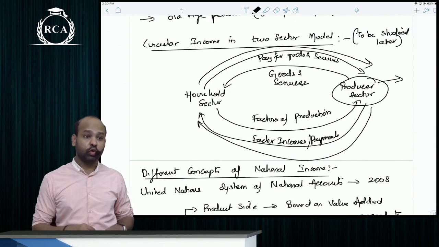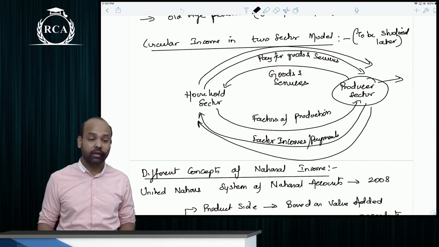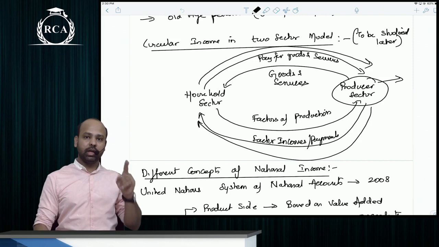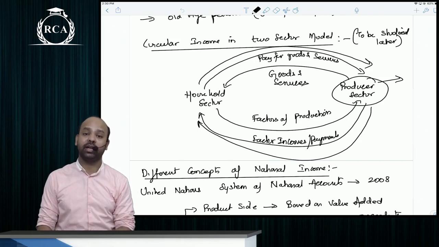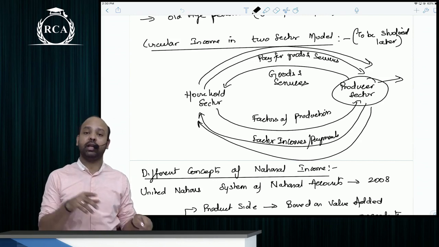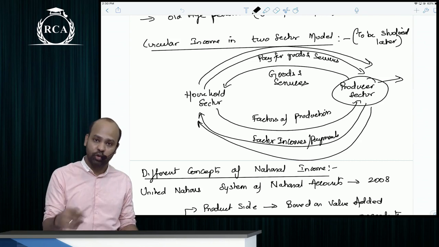Then, I told you to understand the concept of circular income in a 2-sector model. I will be discussing 3 sector, 4 sector, everything in the next chapter. In a 2-sector model, remember the household sector provides factor services to the producer sector, for which there are payments made, and then the household sector will spend money to buy goods and services, and the producer sector will provide them goods and services.